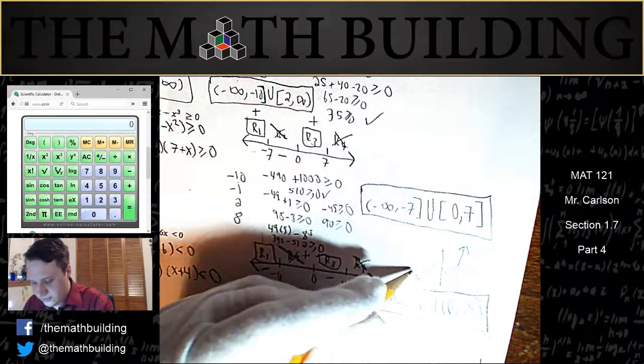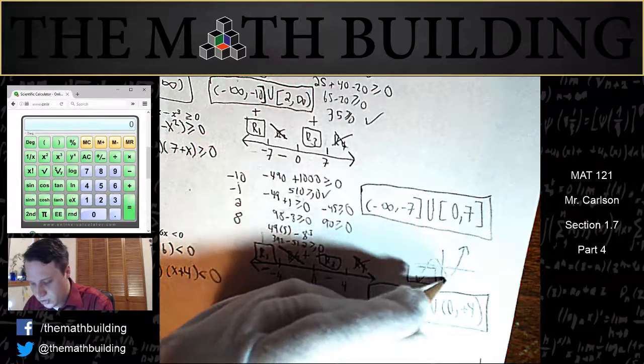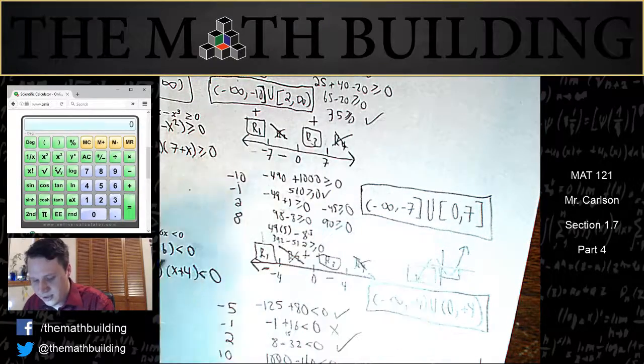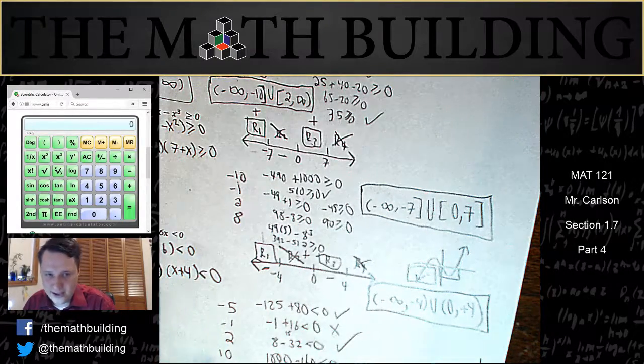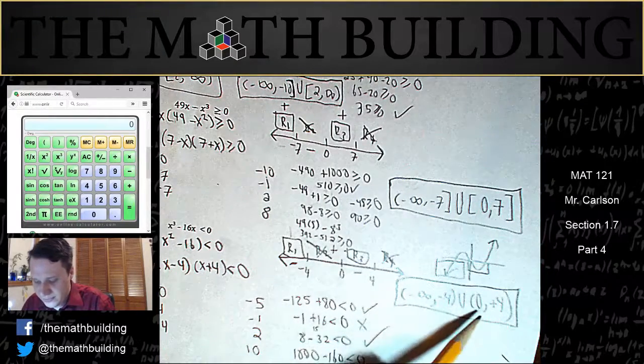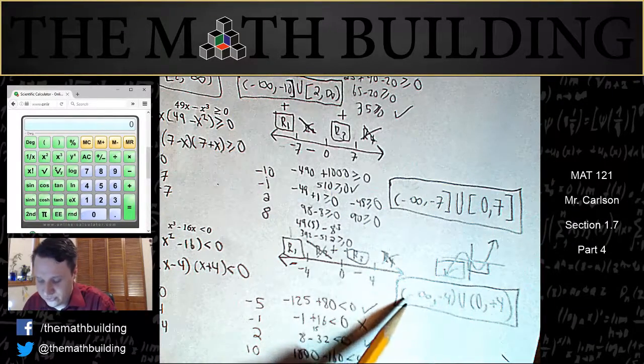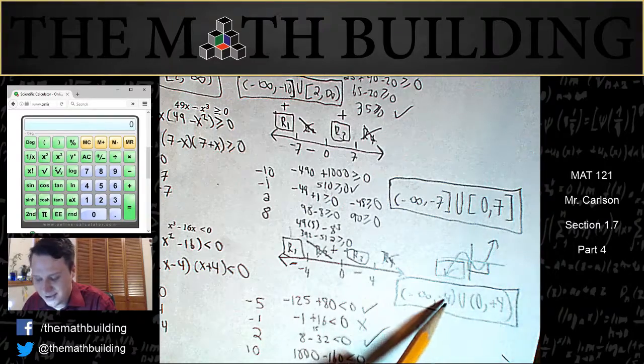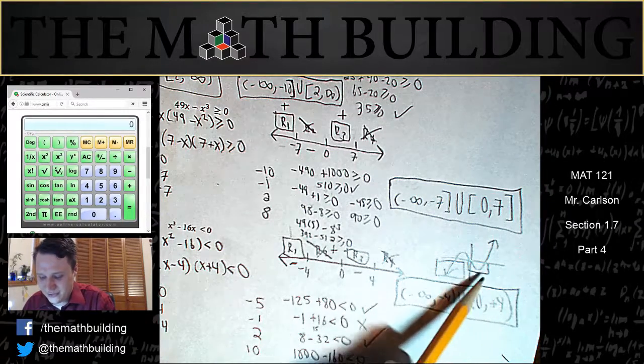And so you see that we're negative in this branch and we're negative in this interval if we were to replace that with a y and graph the equation. So that's where we get these two intervals from. Negative infinity to -4 is this branch, and 0 to 4 is this one.